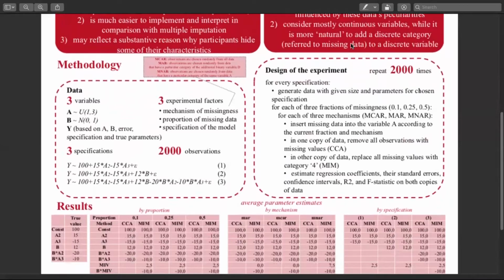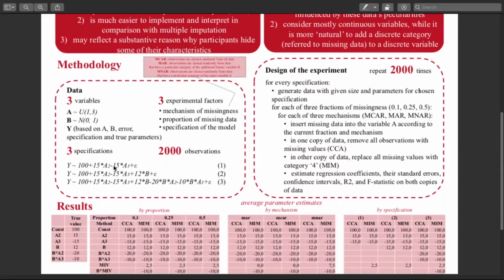Using simulated data, we scrutinized how different circumstances affect a bias of parameter estimates when we use either CCA or MIM. Among these circumstances, we had proportion of missing data, low, middle, and high, mechanism of missingness, whether data are missing completely at random, or not at random according to Rubin's classification, and the model specification that you can see here.